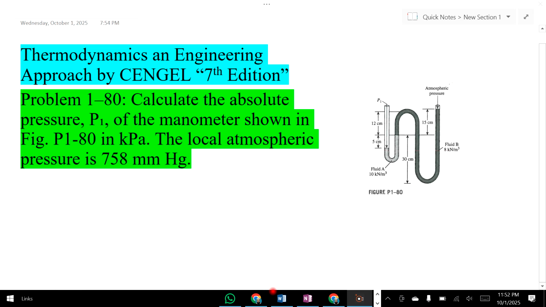Bismillahirrahmanirrahim. In the current lecture, I am solving problem 1-80 from the book Thermodynamics: An Engineering Approach by Cengel, 7th edition. The statement is: calculate the absolute pressure P1 of the manometer shown in figure P1-80. This is the figure, in kilopascal. The local atmospheric pressure is 758 millimeter of Hg.